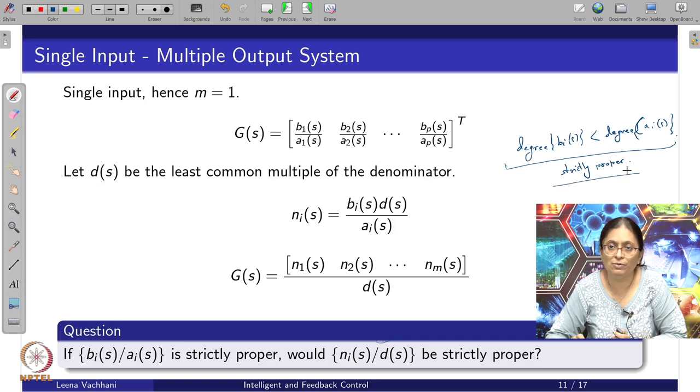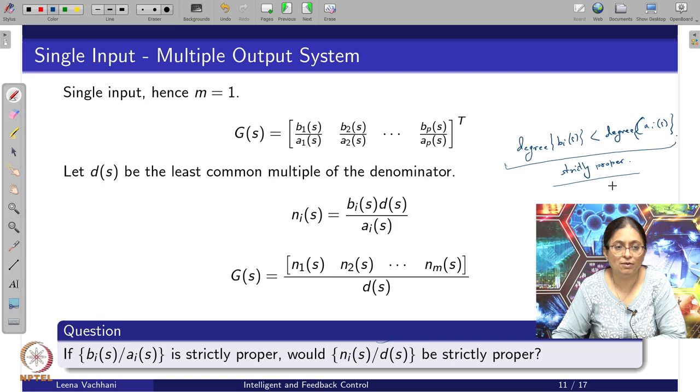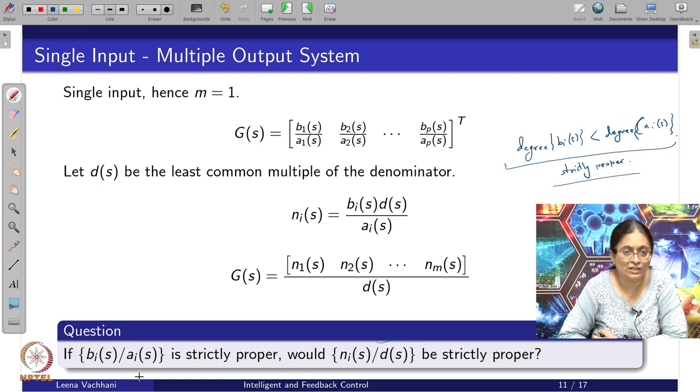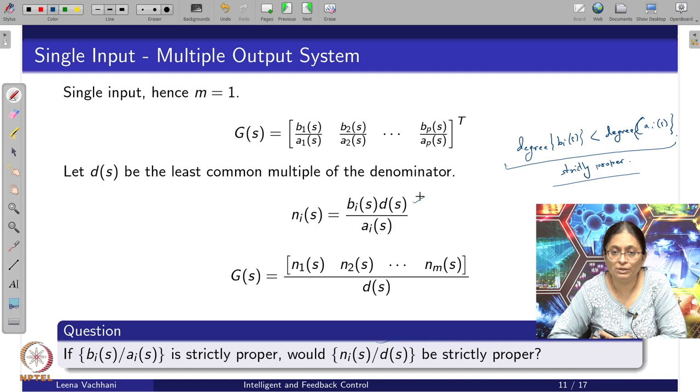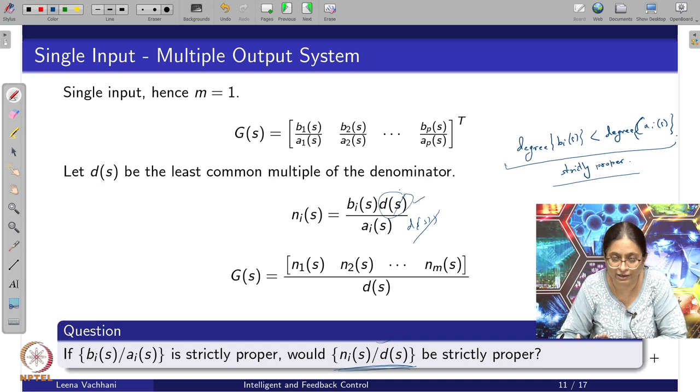So my transfer function is strictly proper. Otherwise, if it's not strictly proper, there is going to be a direct input output relationship also. In all control system forms, we are focusing on analysis related to the dynamical properties of the system, and that's the reason we always consider the strictly proper case for the transfer function. If I consider Bi of S by Ai of S to be strictly proper, then Ni of S by D of S is also going to be strictly proper, because Ni is derived from this. Finally, when I calculate Ni of S by D of S, it is again Bi by Ai. And that's why it is strictly proper.